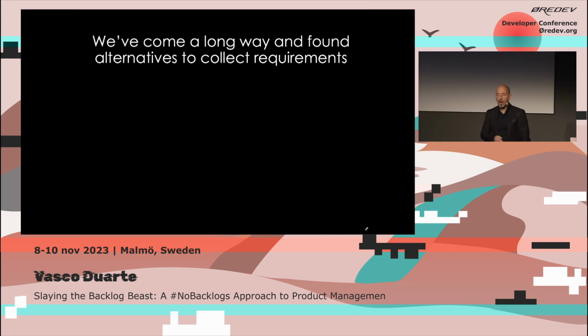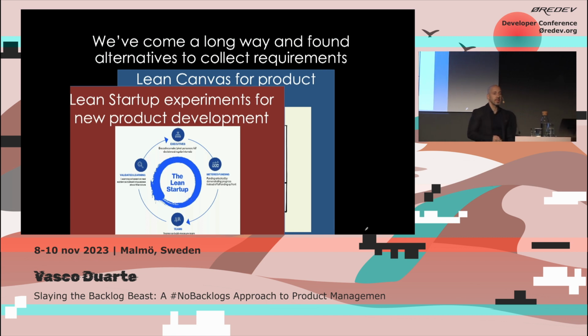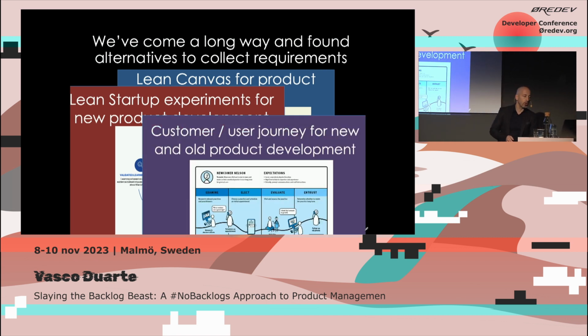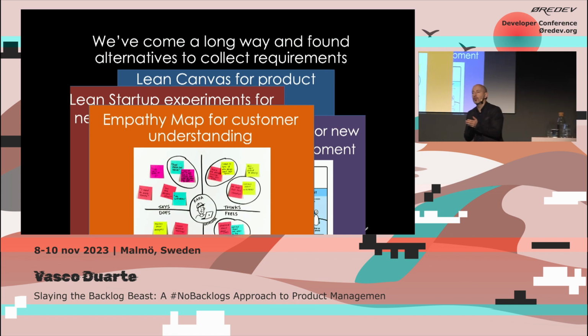So we've come a long way, and we found many alternatives to collect requirements. Let's see just some of them. Right? Before we had requirements documents, that was it. There was 3 types of requirements documents, different types of requirements, but there was 3 documents. That was it. Now we have Lean Canvas, Lean Startup Experiments, customer or user journey, empathy maps. We have so many better tools today to do what we used to do in the requirements discipline before.